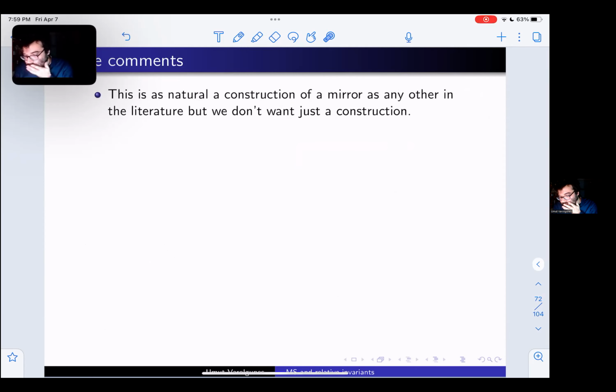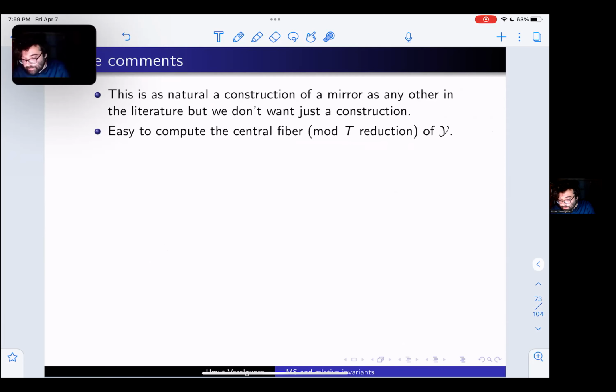Okay, so now I'm almost done. Let me at least finish the slide, maybe. This construction, I think, is very natural, but we don't want just the construction. There are many other constructions too, but we really want to be able to prove either homological mirror symmetry or maybe closed string consequences and so on. So we can't stop here.